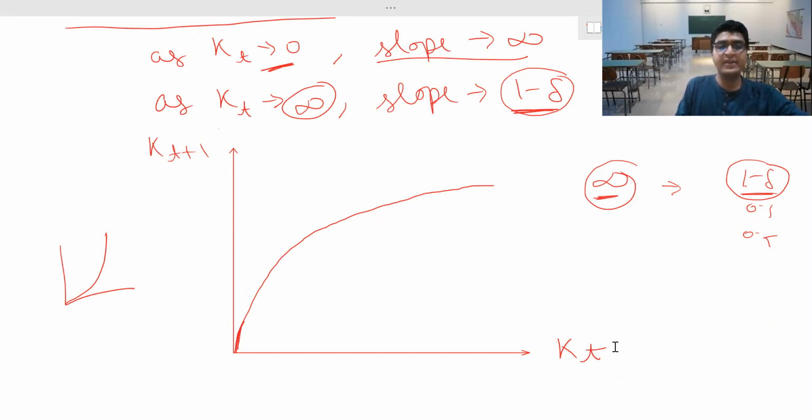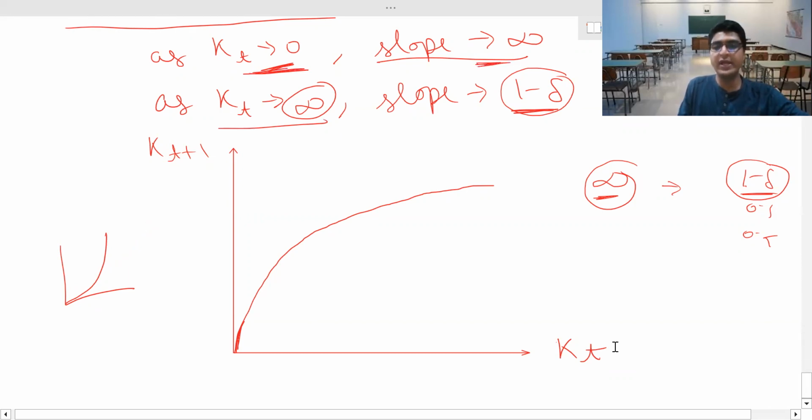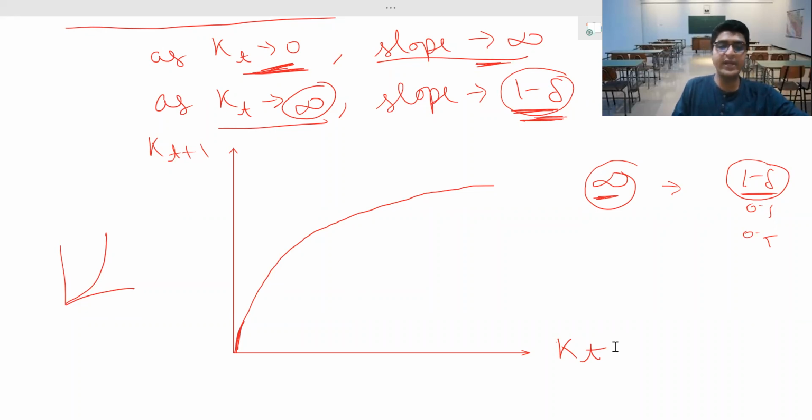Okay, I simply investigated this. I saw that the slope starts from infinity and it is going towards 1 minus delta, which is something fractional. It goes from a very high slope to a lower slope. So it has to be concave, right?